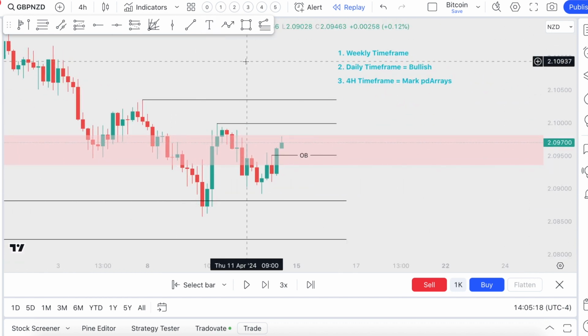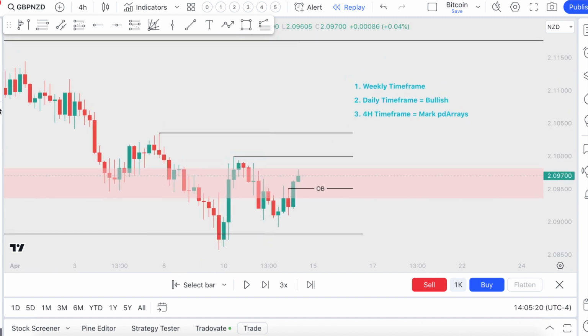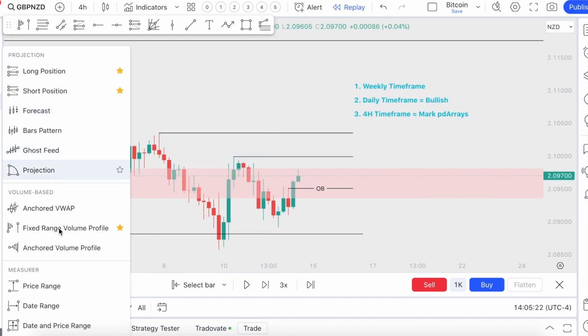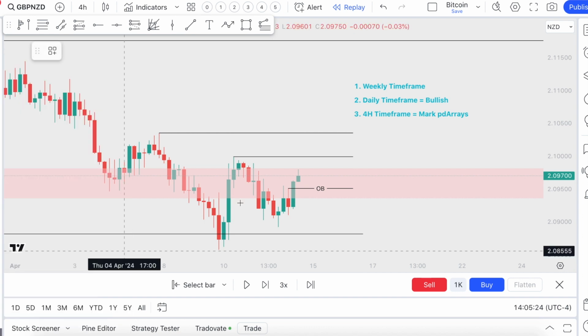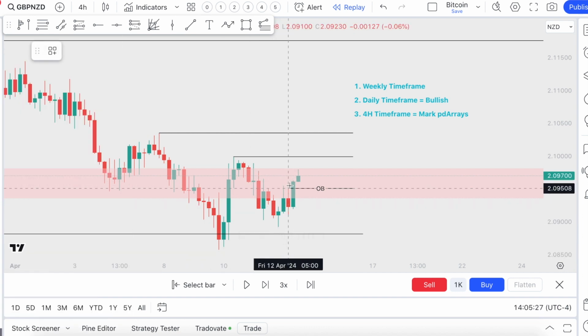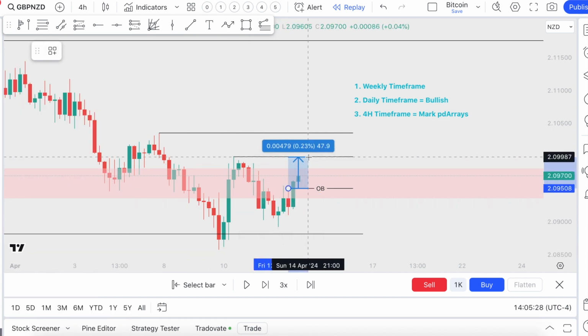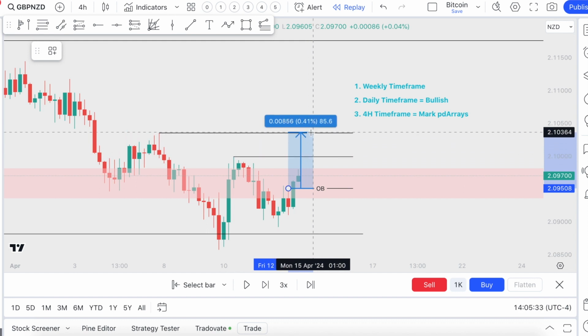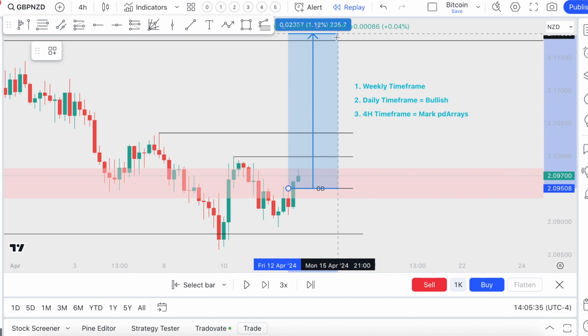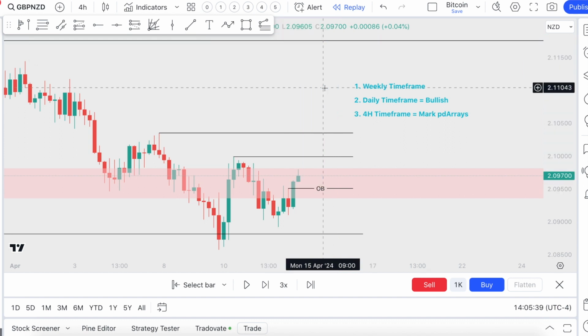That would have been a run of what? Let's see. It would have been a run up of, so this right here would have been 47 pips. This one would have been 80 pips, 85 pips, and all the way up here would have been, well, that's over 200 pips, right? It's a pretty insane move to think about.